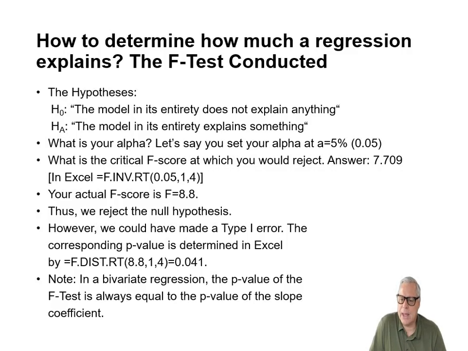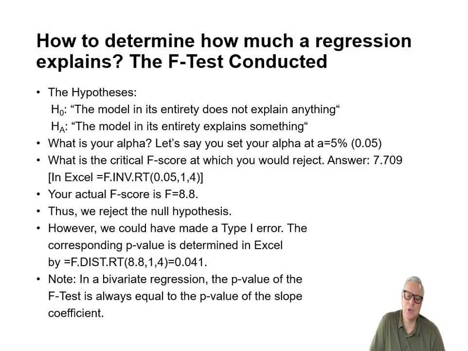So now for alpha equals 5%, we get the critical value of 7.7, but our F statistic is clearly in the rejection zone. So therefore we reject the null hypothesis that our model in its entirety is useless or does not explain anything. But again, we could have made a type 1 error, and the corresponding p-value is determined in Excel by simply looking at F.DIST.RT.